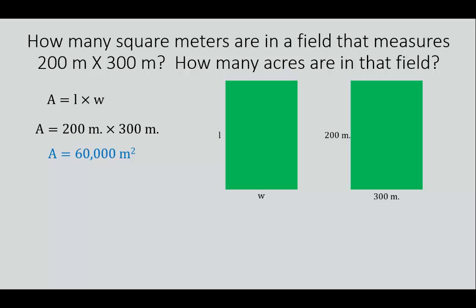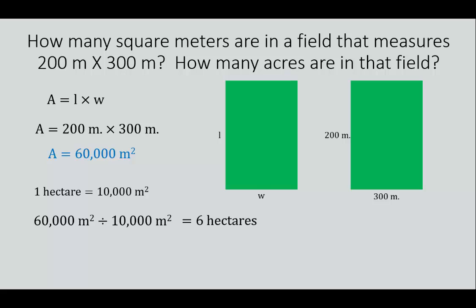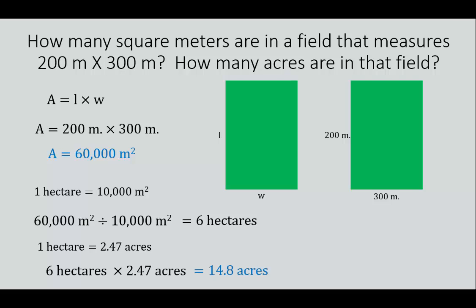A hectare is a metric version of an acre. 1 hectare is equal to 10,000 meters squared. So to convert our field into hectares, we simply divide 60,000 by 10,000, and that gives us a field area of 6 hectares. Finally, we need to convert to acres. 1 hectare is equal to 2.47 acres. So 6 hectares times 2.47 acres per hectare gives us 14.8 acres.